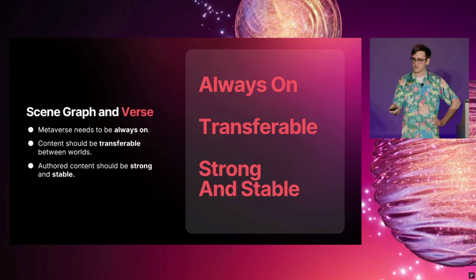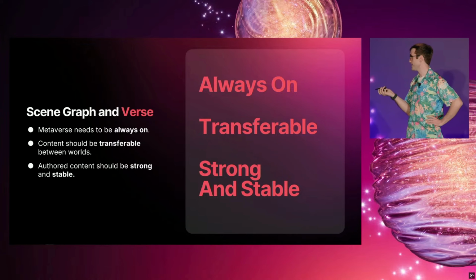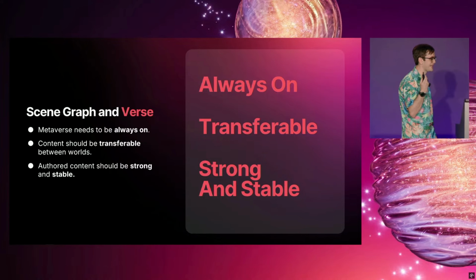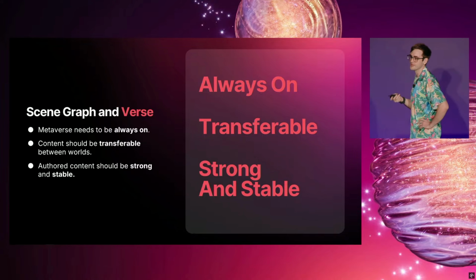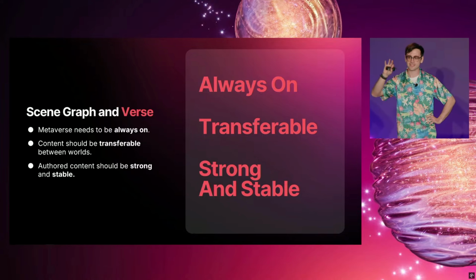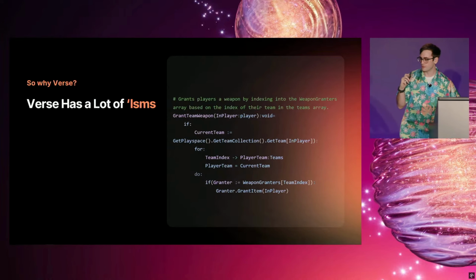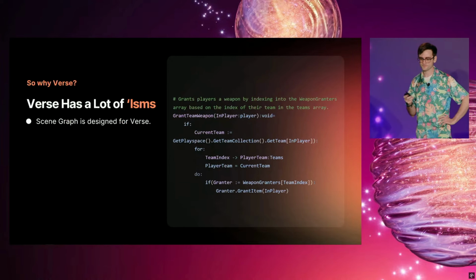Now, speaking of that car, authored content also needs to be strong and stable in this metaverse, right? I shouldn't be able to make a car entity that runs a piece of Verse code that crashes your experience when I drive in, like it finds every single entity in your scene and then deletes them. We don't want that. So Verse provides answers to a lot of these challenges.